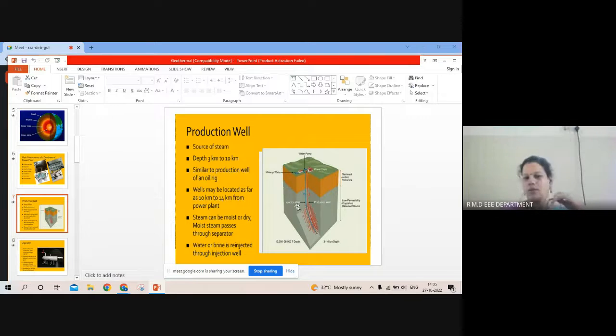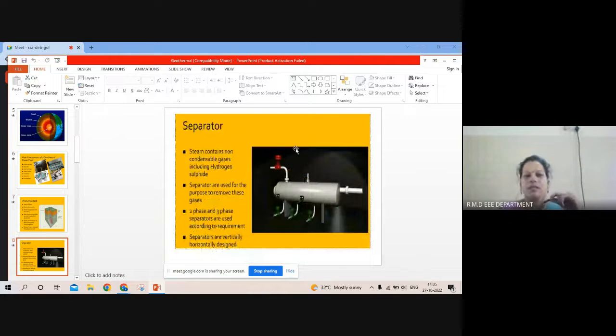Okay. Then the separator. What is the function of a separator? The separator is meant for removing the non-condensable gases like hydrogen sulfide. It is not essential that steam will be in pure form. It may contain some non-condensable gases also, like hydrogen sulfide. If the same steam is passed on to the turbine, definitely the turbine blades and the runners will get contaminated due to the corrosion process.